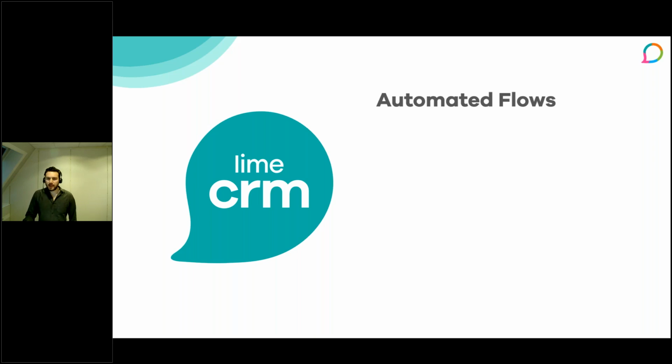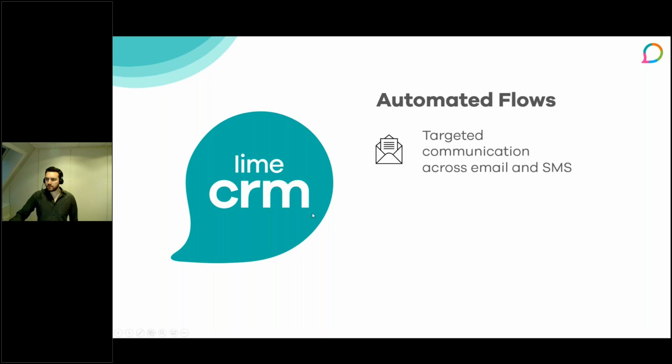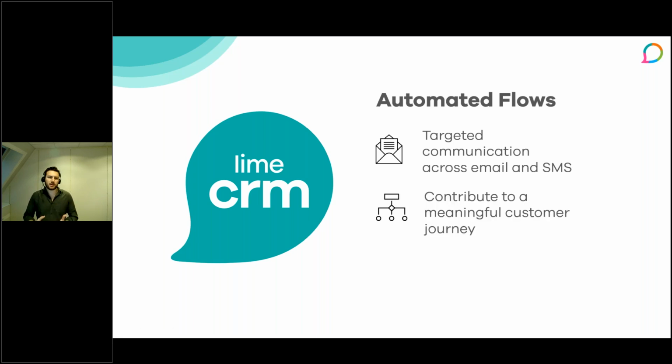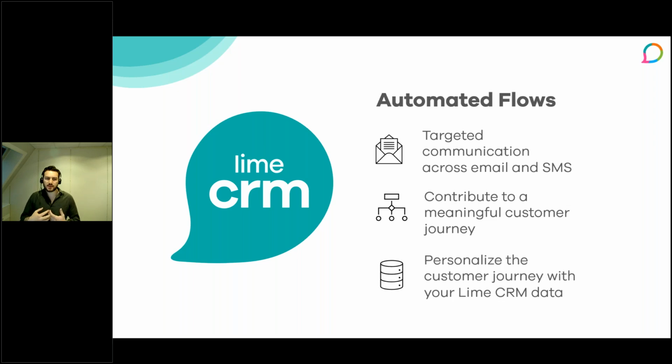And so basically, automated flows are a logic of triggers and actions. This is a way we split up our audiences and send them off on different paths. We're gonna come a little bit more into that later on. But to summarize, automated flows are basically targeted communication across email and SMS. It helps you contribute to a meaningful customer journey. And of course, we personalize the customer journey with data from your CRM, which we're going to take a look at later on. But in the beginning, I talked about triggers and actions, and what are they really?